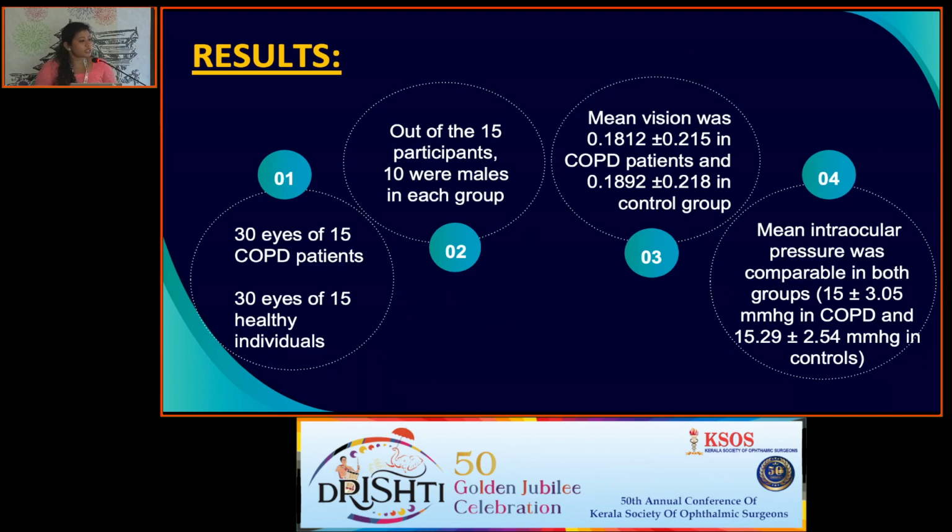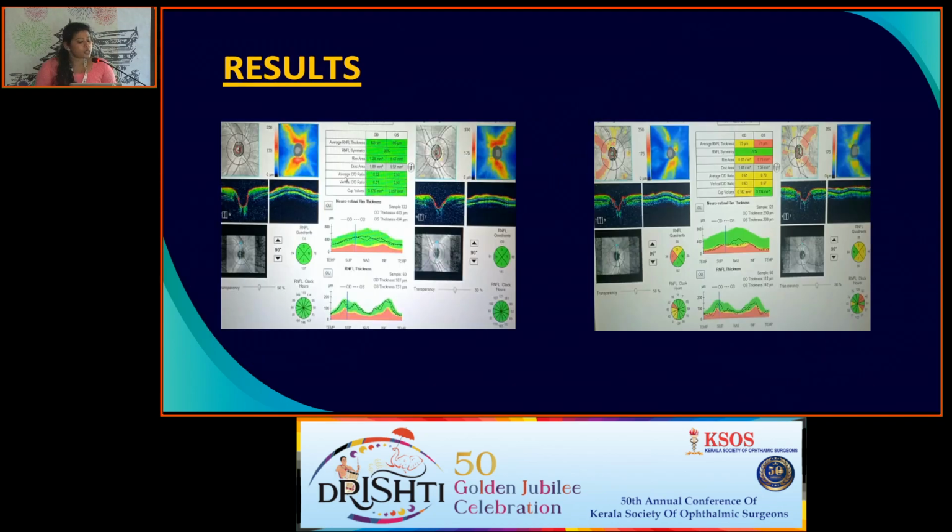The mean vision and the mean intraocular pressure in both groups were comparable. OCT optic nerve analysis was done using an ST-OCT. The first one is an OCT ONH image in a normal healthy individual, while the second one is the age and sex matched COPD patient, which is showing RNFL thinning.